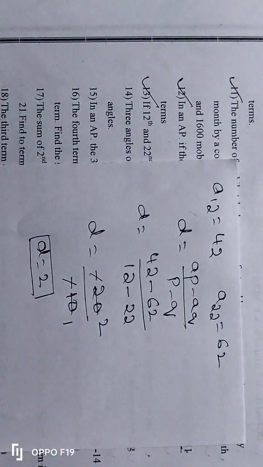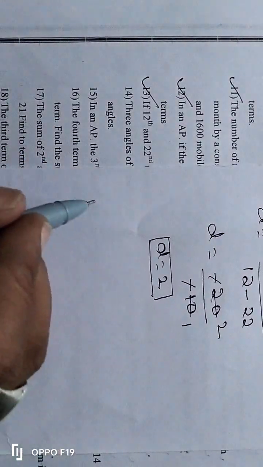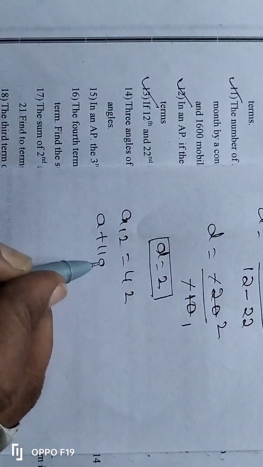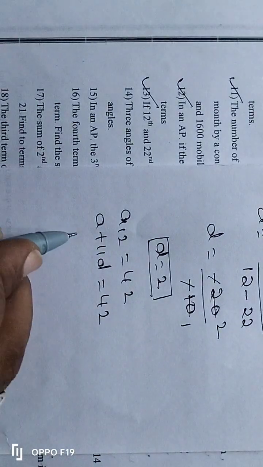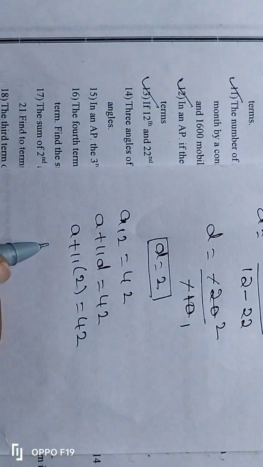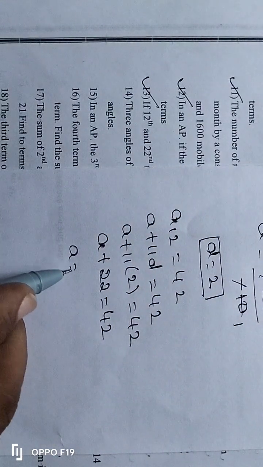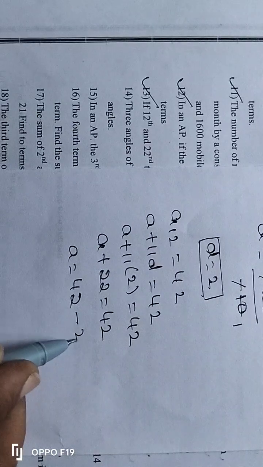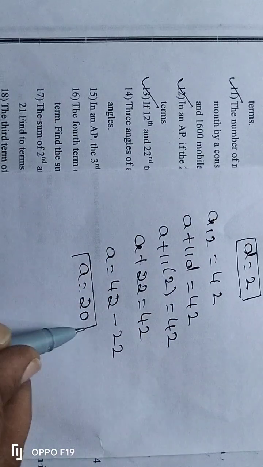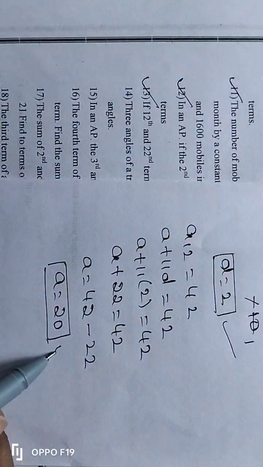After getting the value of D, now substitute the value of D. A12 is equal to 42. A12 can be written as A plus 11D, which is equal to 42. A plus 11 into D, which is 2, is equal to 42. A plus 22 is equal to 42. A is equal to 42, and if we shift plus 22, it will become minus 22. A is equal to 42 minus 22, which is 20. Therefore, the value of A is 20. So, we got D as 2 and A as 20.